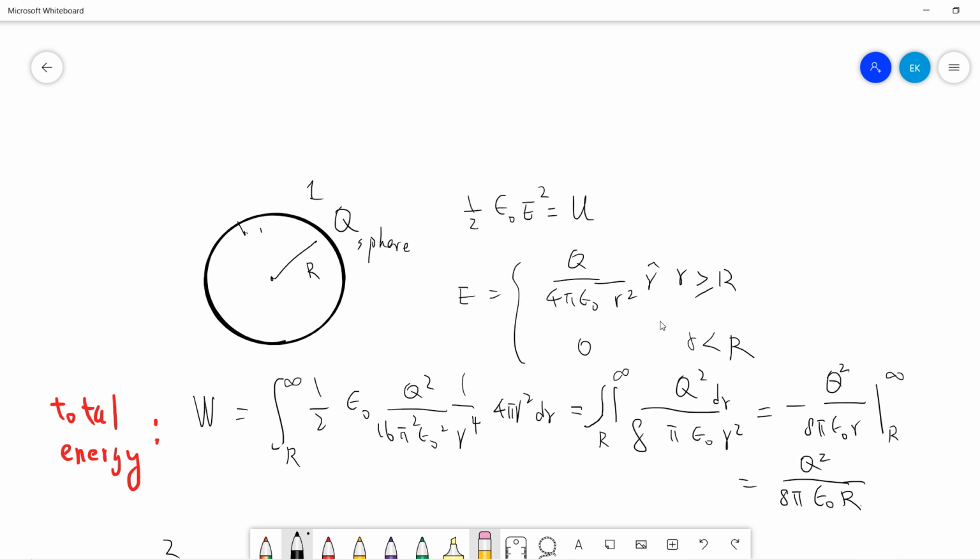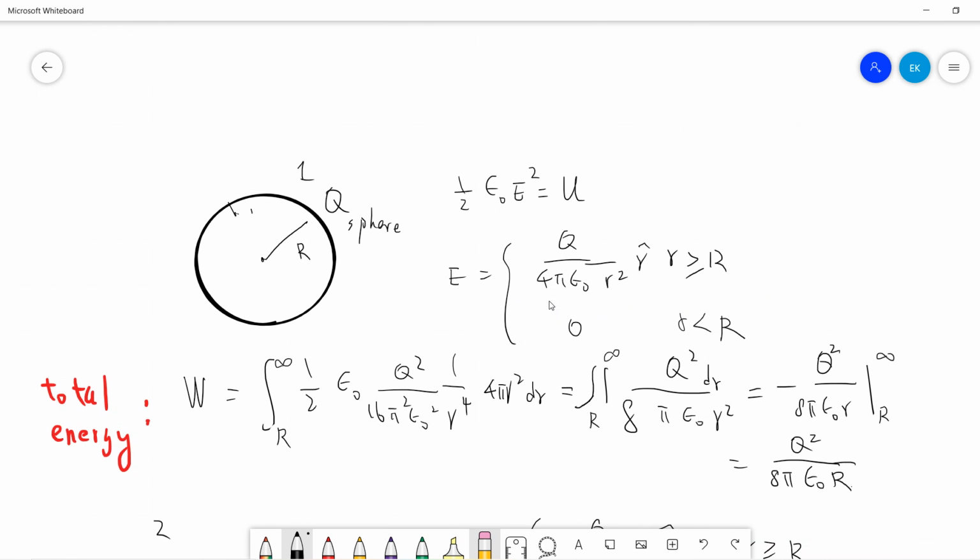So the electric field is basically very easy, just Q divided by 4 pi epsilon naught r squared. You can solve this by using Gauss's law. If you don't know how to use Gauss's law, you can check out my other videos. You just go to my channel and type Gauss's law. Okay, so the electric field E, when the distance r is greater than or equal to the radius of the sphere, is this.